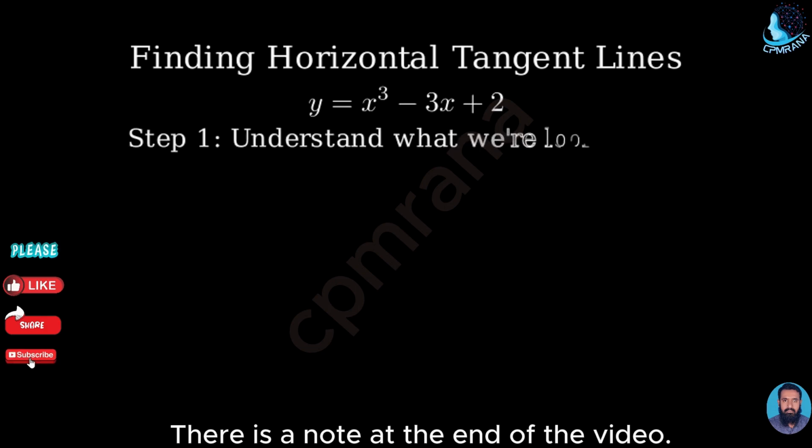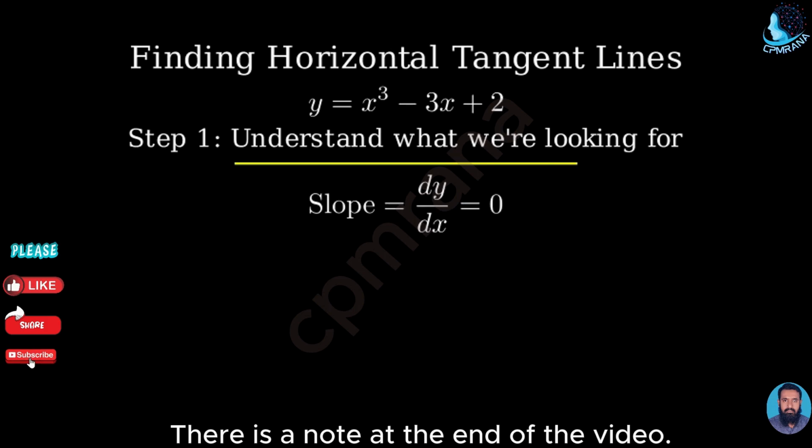First, let's understand what it means for a tangent to be parallel to the x-axis. A horizontal tangent line means the slope at that point is 0. And we know that the derivative gives us the slope at any point.